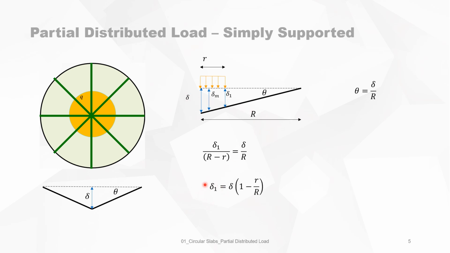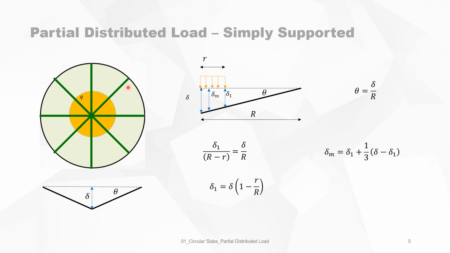So now we have a value for delta 1 with respect to the unit deflection, and delta m is then as follows. You have a global deflection of delta 1, so delta 1 plus what's left, which is the mean deflection of a triangle, which is 1/3 of course of delta minus delta 1. This portion is a triangle.